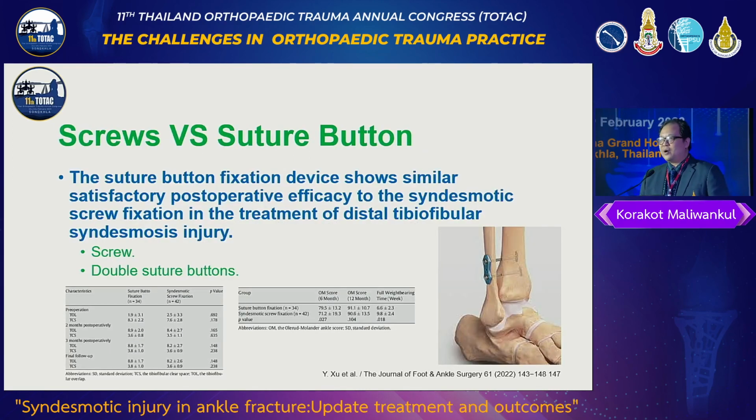Many literature reviews report on the success of the suture button. The suture button fixation device shows similar results to screw fixation of the syndesmosis, both post-op and in long-term follow-up radiographic results of the tibiofibular clear space and overlap. By the way, in the suture button group, it's faster to allow patients to bear full weight.